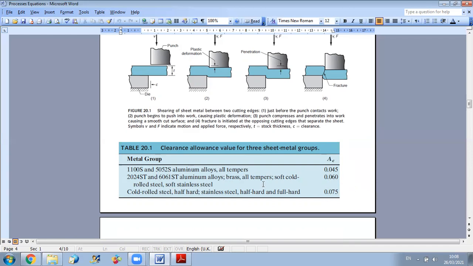So in any problem, when you have a cutting operation, you should determine what material is used to determine the clearance allowance, and from the thickness of your stock, you will determine the clearance, which is the clearance allowance Ac times the thickness.